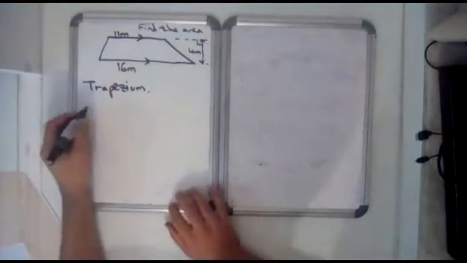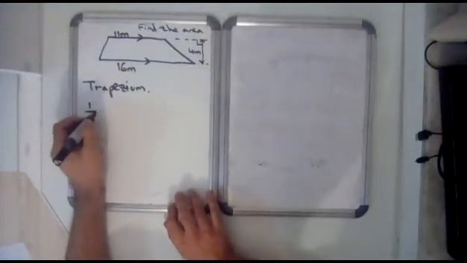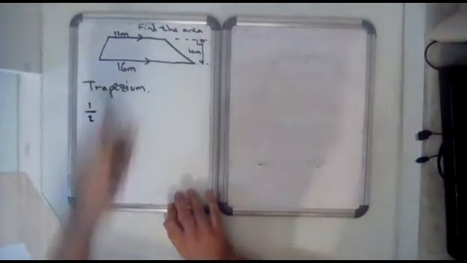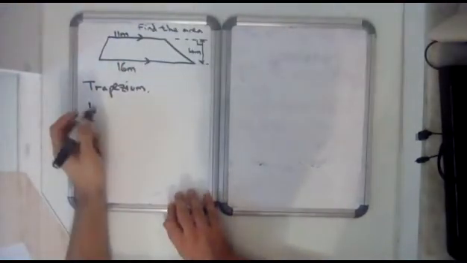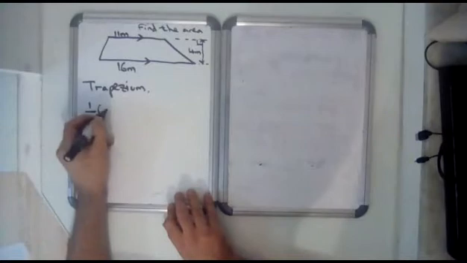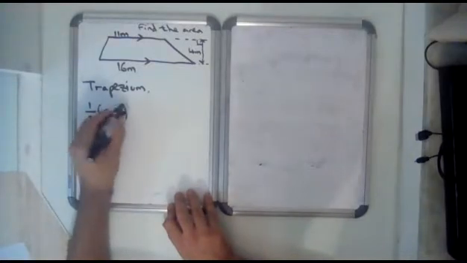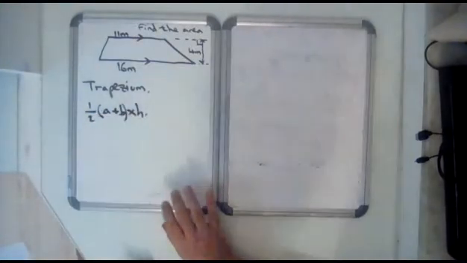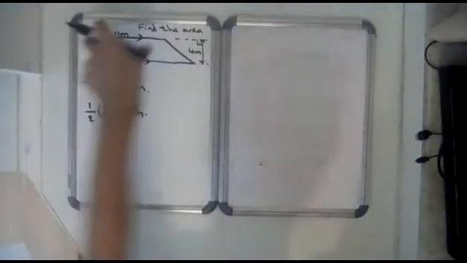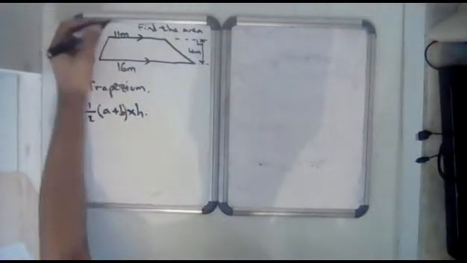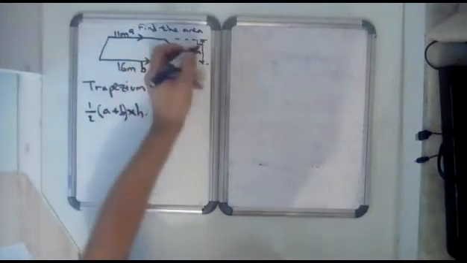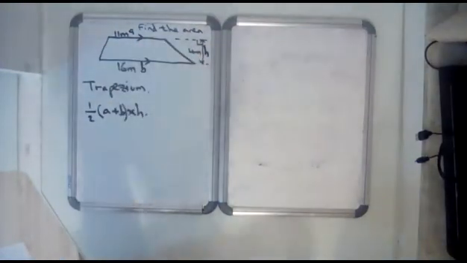The area of a trapezium is half the sum of the parallel sides times the distance between them, which would be the perpendicular distance. So it's half, you might remember it like this, (a plus b) times h. Now people remember this in all sorts of different ways, sometimes half small base plus big base, something like that. But basically the two sides that are parallel are your a and b.